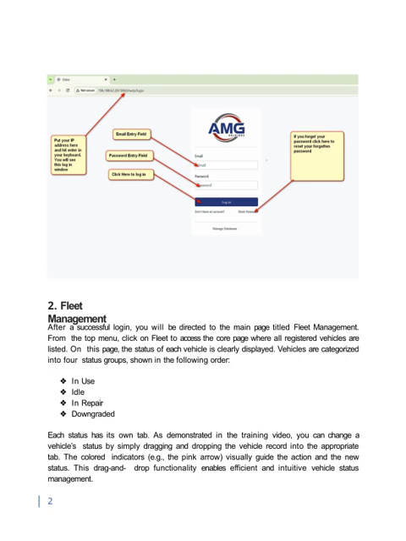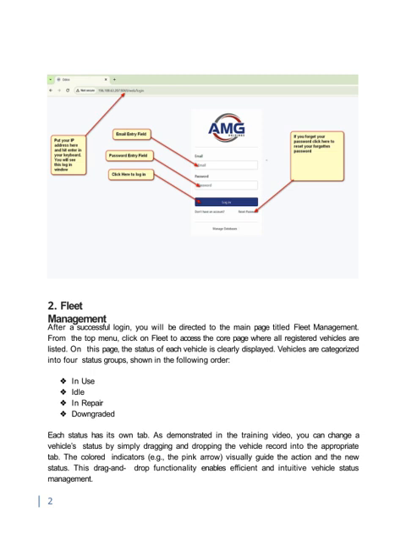Now that you've logged in successfully, you'll be taken to the main page titled Fleet Management. From here, you'll want to look at the top menu and click on Fleet. This takes you to the core page where all of our registered vehicles are listed. On this page, you'll see the status of each vehicle clearly displayed, which helps us keep track of their current condition. Vehicles are sorted into 4 main status groups: in use, idle, in repair, and downgraded. Each of these categories has its own separate tab, making it easy to filter and find what you're looking for.